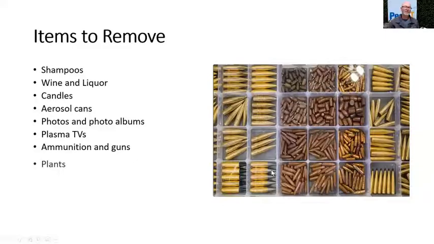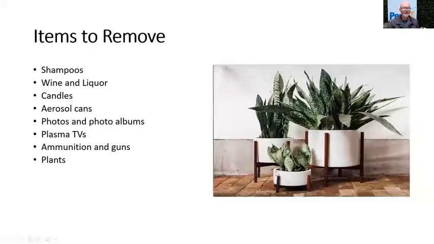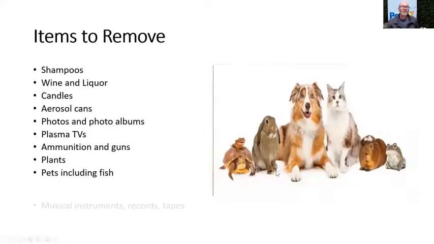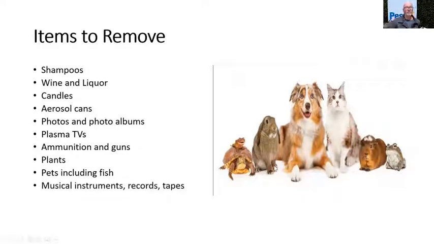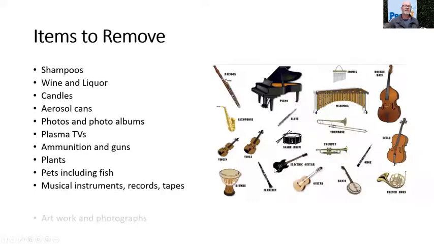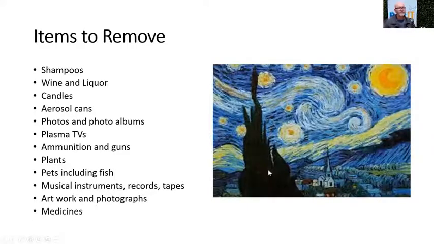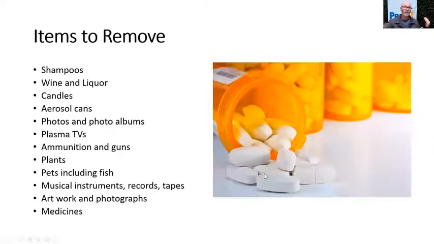Munitions and guns, well, I guess this is removed from an American presentation, because there'll always be munitions and guns in the States somewhere in a house. Plants, of course, fish and pets, musical instruments. I'd like my guitars out of the room, that's for sure. Records and tapes. A lot of it's self-explanatory, but anything that you think is going to be damaged by 60 degrees and above needs to be removed. Everything else, we want to stay in there.